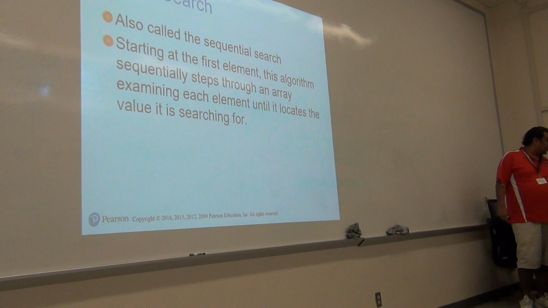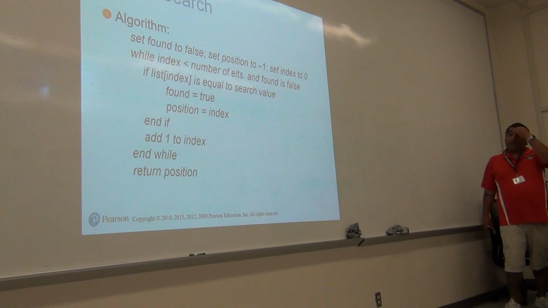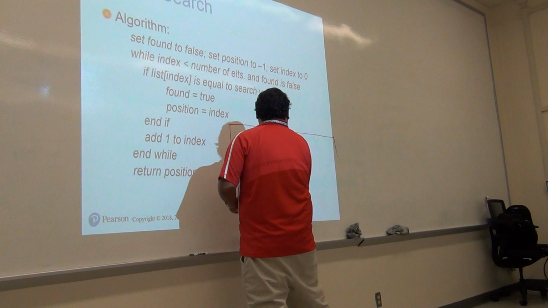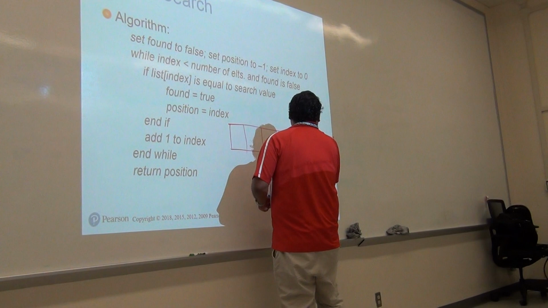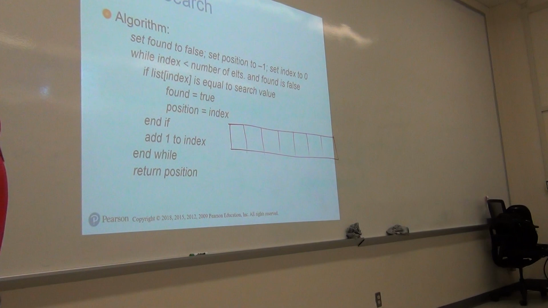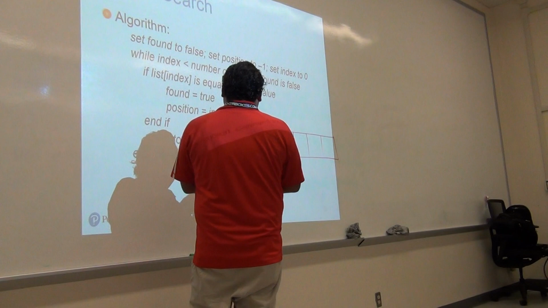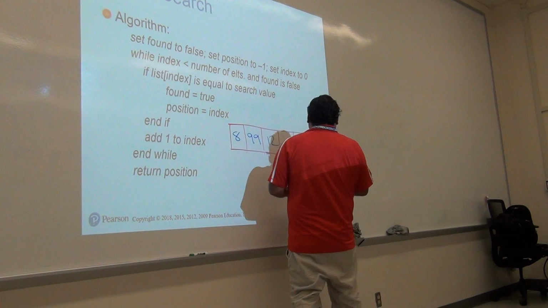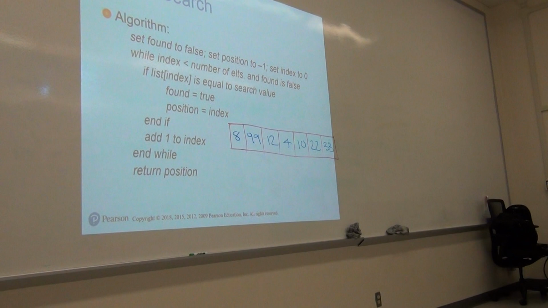So, going through this again, just so that way we all have a clear understanding, right? I'm going to create a little container. Seven elements. Okay. So in a linear search, it did not require it to be in order. So I'm just going to randomly throw in some values. Let's look for the value 10, okay?